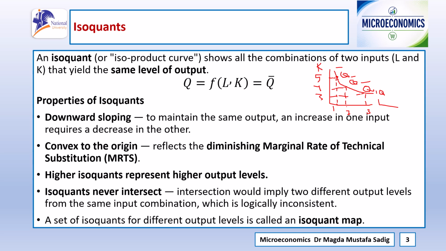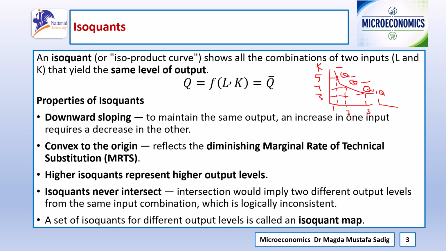So every point on an isoquant represents a different combination of labor and capital that produces exactly the same quantity of output Q bar. For example, suppose a company wants to produce 100 tables. It might produce those tables using many workers and fewer machines, or more machines and fewer workers. Both combinations may produce exactly 100 tables. Therefore, they lie on the same isoquant.